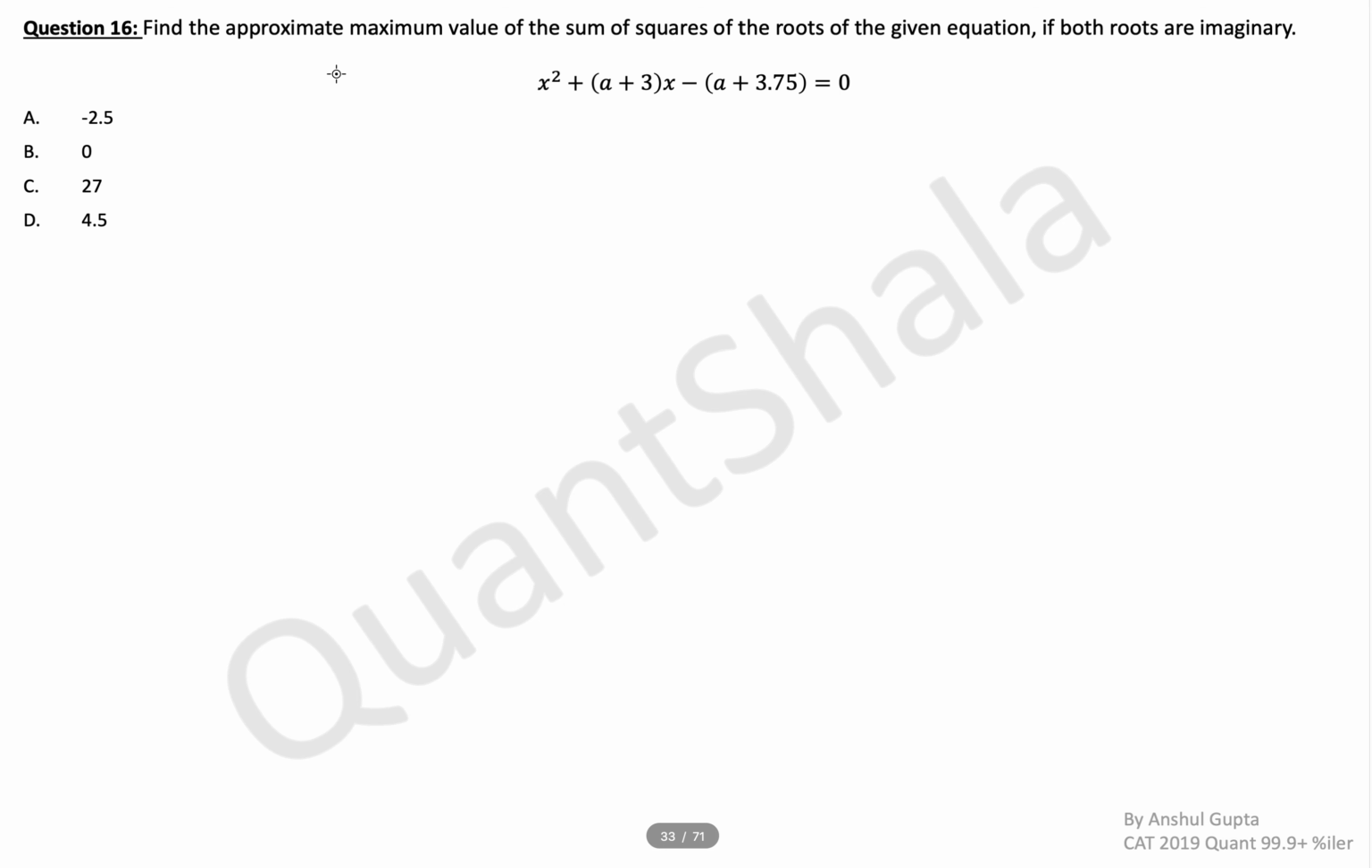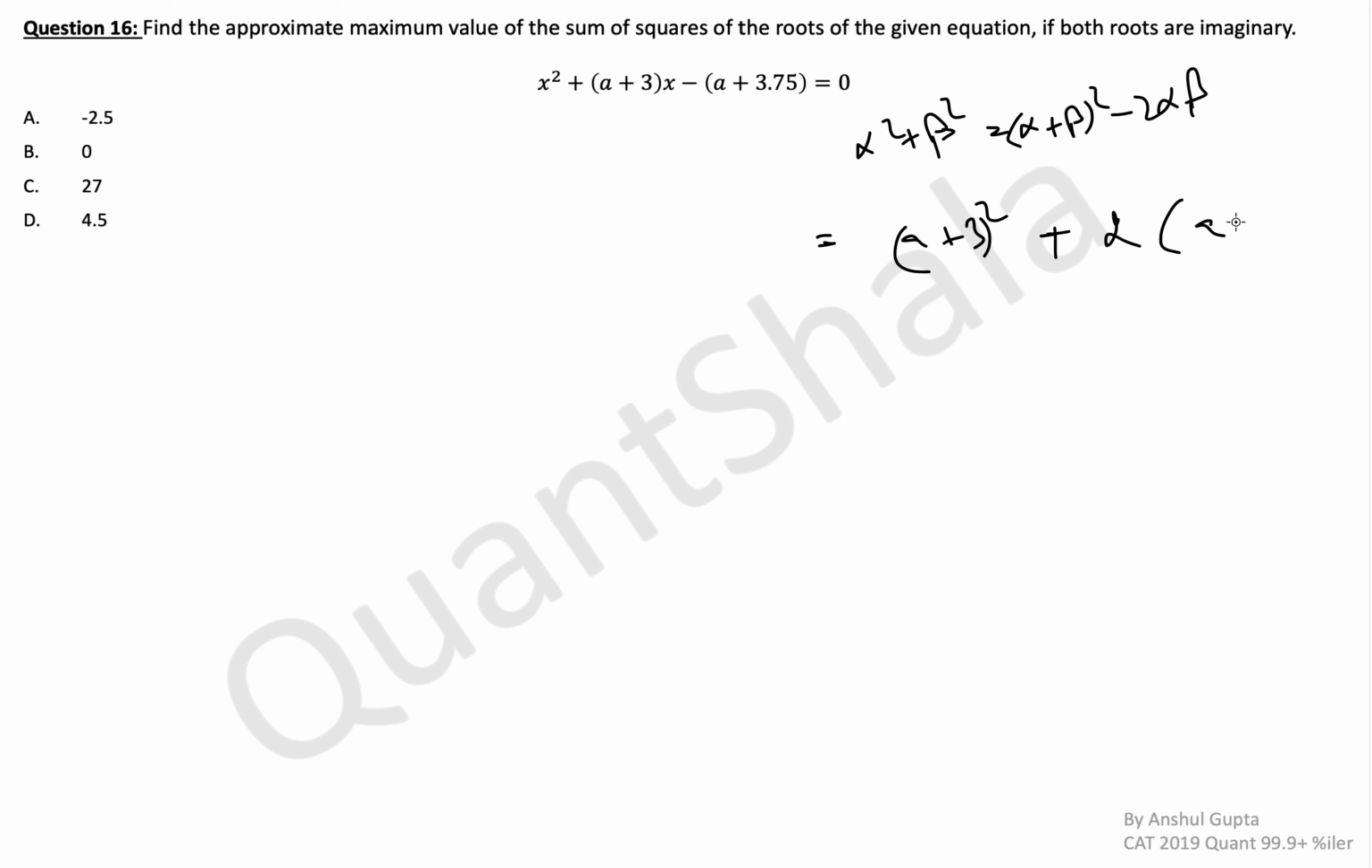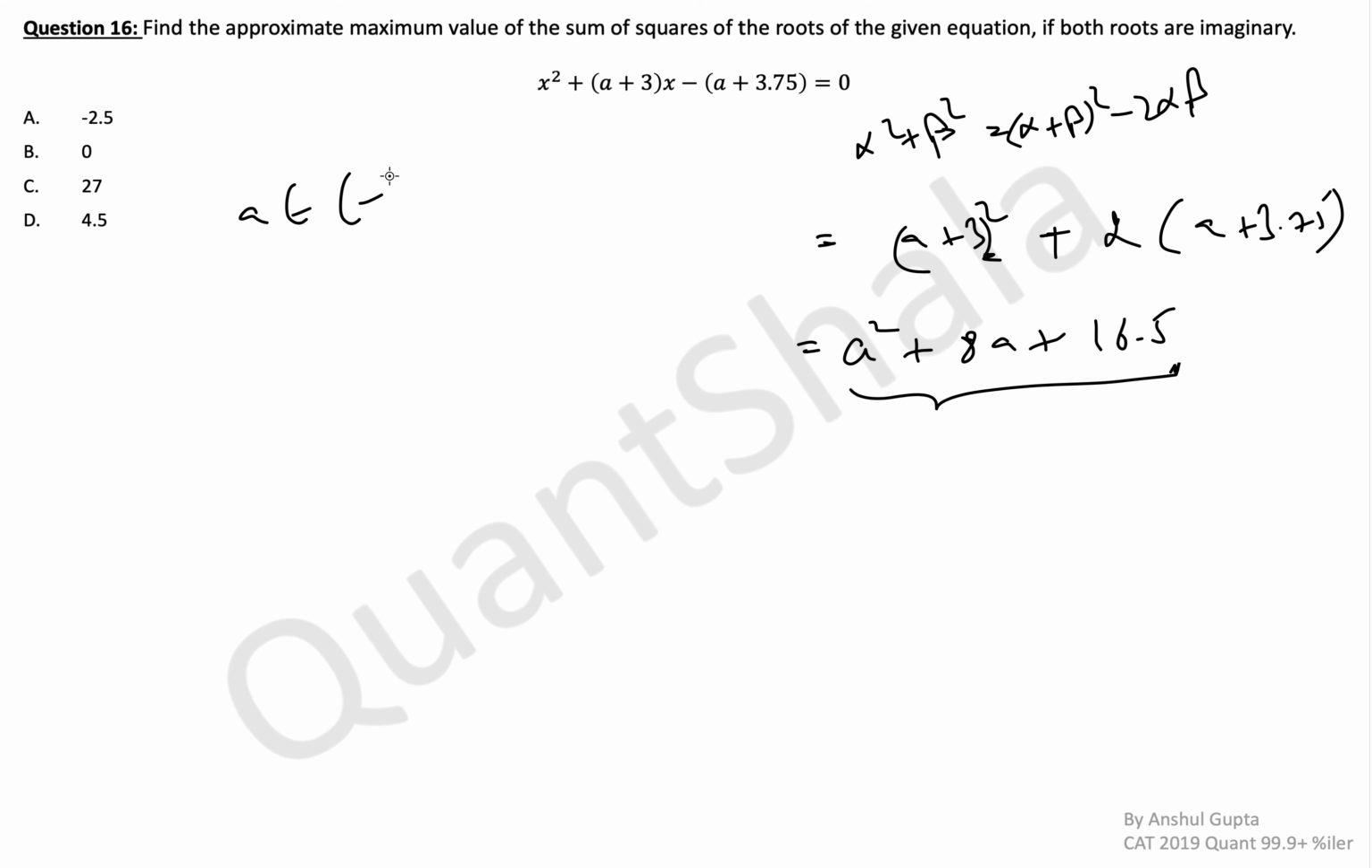Let's go to the next thing. So we know that alpha square plus beta square is alpha plus beta whole square minus 2 alpha beta, which is equal to, what is alpha plus beta whole square? A plus 3 whole square. It's minus of a plus 3, but I'm squaring it, so minus can be ignored. Minus 2 alpha beta, again we'll get minus times minus is plus, 2 into alpha beta, a plus 3.75. Okay, so this becomes another quadratic equation. A square plus 6a plus 2a becomes 8a. This becomes 9 plus 7.5, 16.5. Okay, so we have to compute the maximum value of this when a belongs to minus 6 to minus 4.